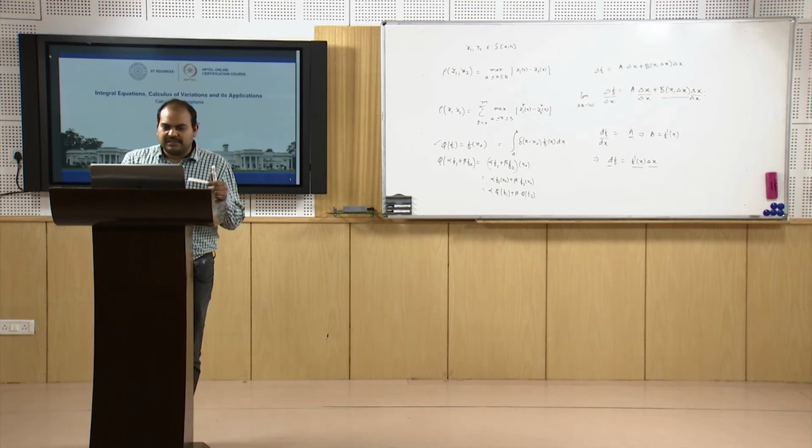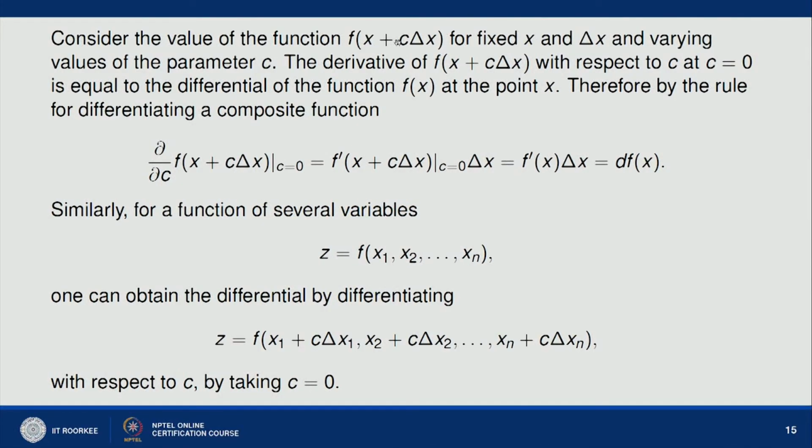For that we consider the function evaluated at x plus c delta x. Here x is fixed, delta x is fixed, this parameter c is a varying parameter, and if you calculate the derivative of function f with respect to c at c equal to 0, then it comes out to be the differential of the function f of x at the point x.